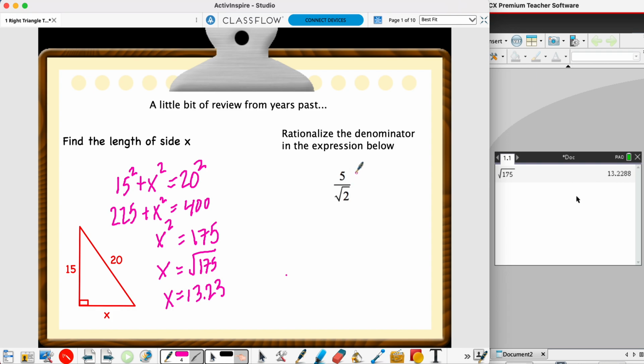Another topic to review is we don't like having square roots in the denominator of fractions. So what we need to do is what's called rationalize the denominator. So if you have 5 divided by the square root of 2, you can multiply top and bottom by that square root. And what that does is on top you multiply straight across, you get 5 times the square root of 2. And on bottom, you get the square root of 2 times the square root of 2, which is the square root of 4, which is just 2. So that's us rationalizing the denominator.